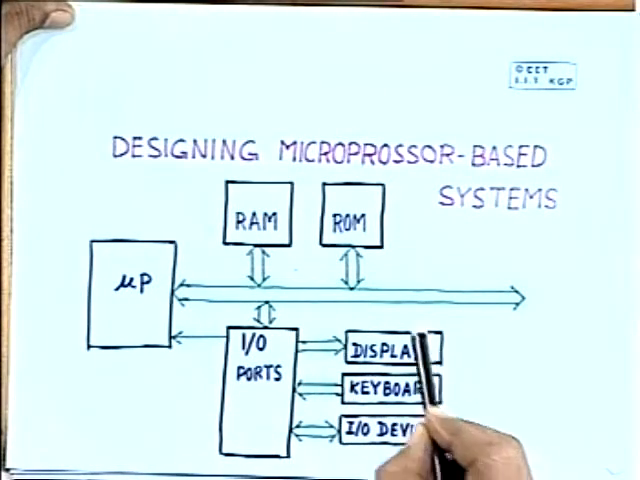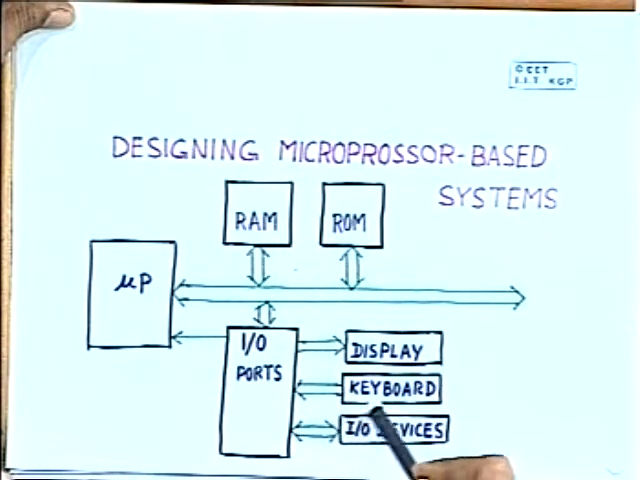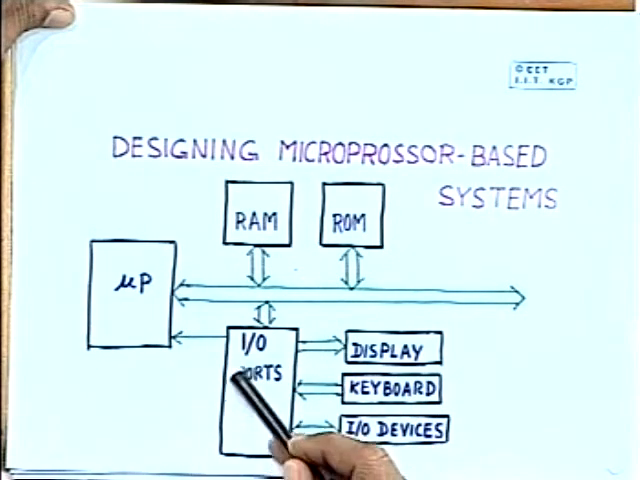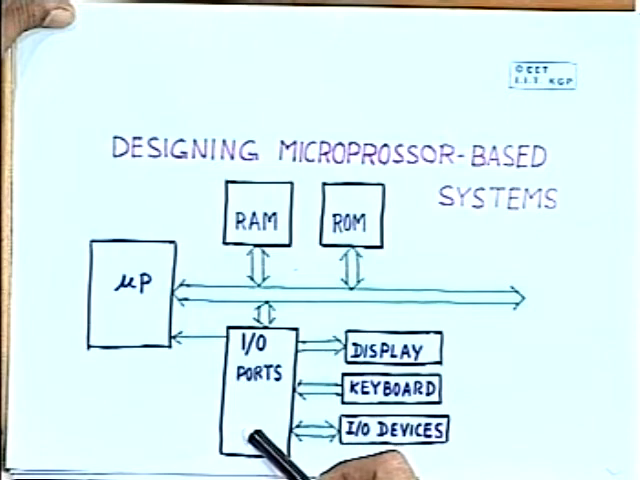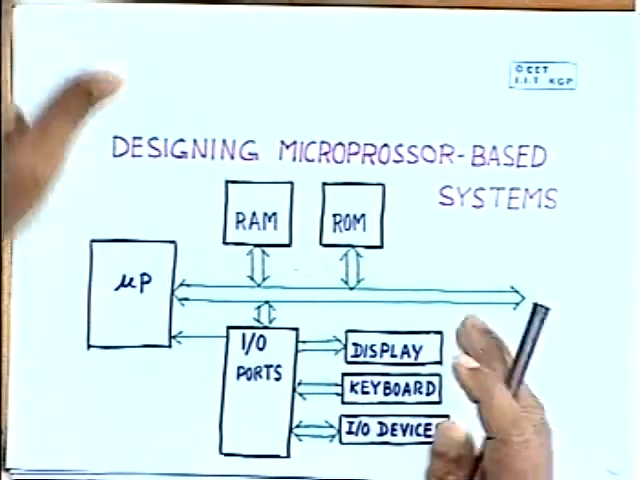So, in this lecture we shall see how we can put together different subsystems like RAM, ROM, display devices, keyboard and different kinds of I/O devices through special purpose and general purpose I/O ports to the microprocessor and build a complete system. We shall discuss about that in detail.